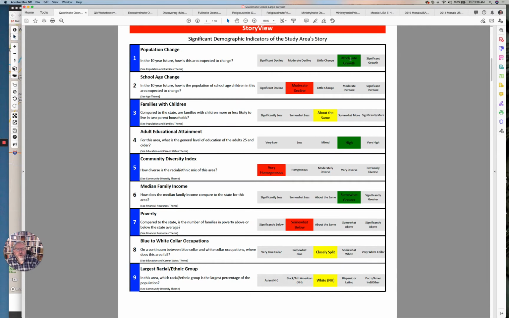The population change. Okay, there's a good moderate amount of growth happening. There's a decline in school-age children. You look at the graphs further, you're going to see more of the elementary school shrinks, the high school's growing because the community is beginning to age. Other things: high educational level, very homogeneous. In this sense, you're going to see white, medium income, somewhat greater, upper middle class. Not much poverty in this area.